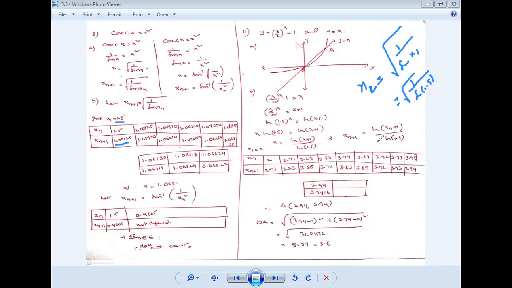Again, you have to substitute. If you substitute again, x3 equals root of 1 by sin of x2. What is the x2 value here?